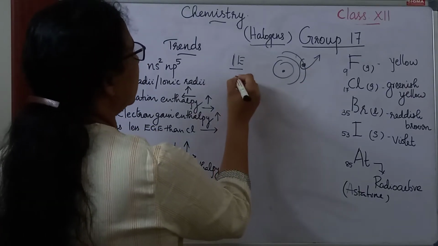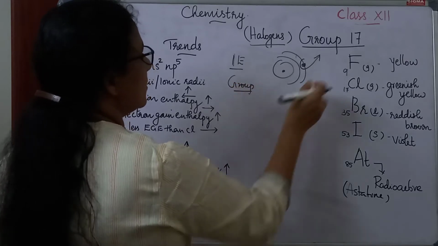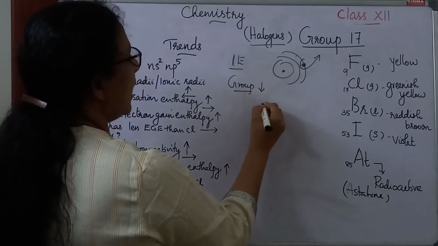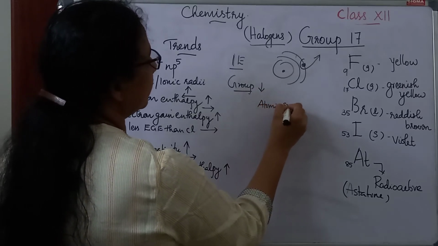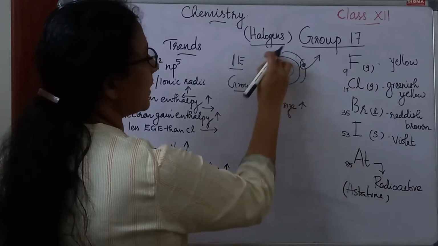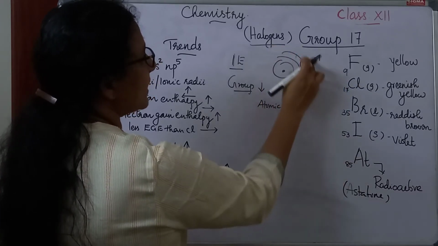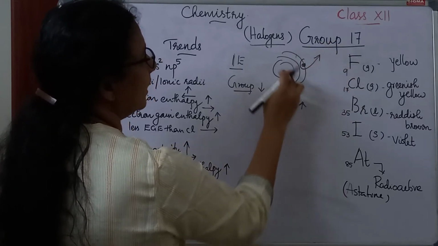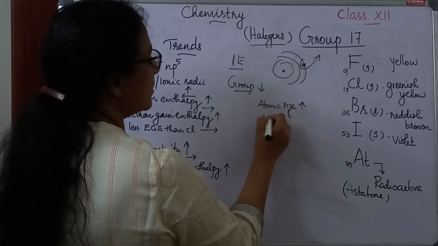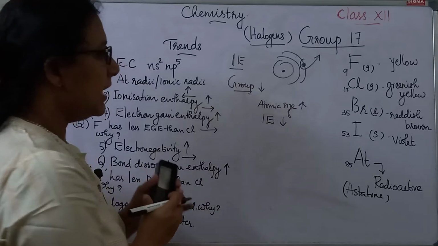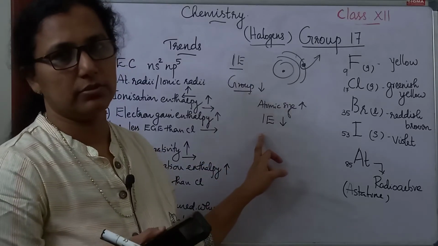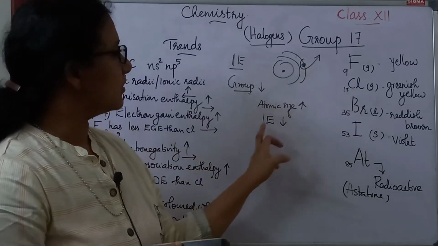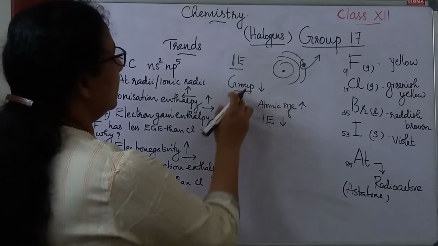When we consider the group, moving from top to bottom, what happens to ionization enthalpy? We know that atomic size increases down the group. When size increases, it is very easy to remove the electron. So ionization enthalpy decreases down the group. That means a lesser amount of energy is needed to remove the electron. So ionization enthalpy decreases in a group.